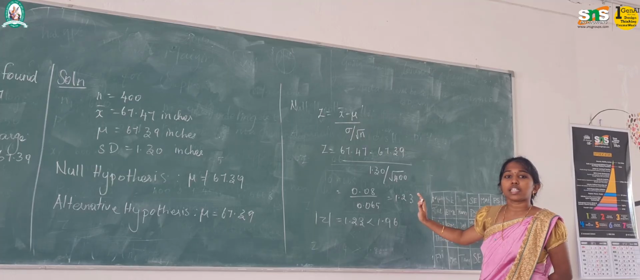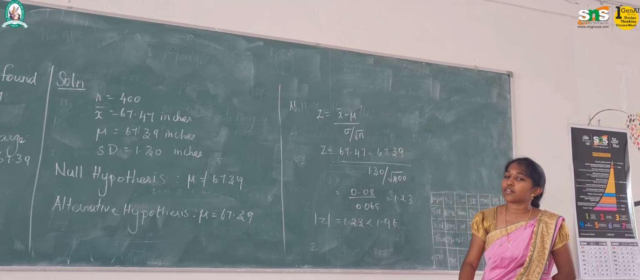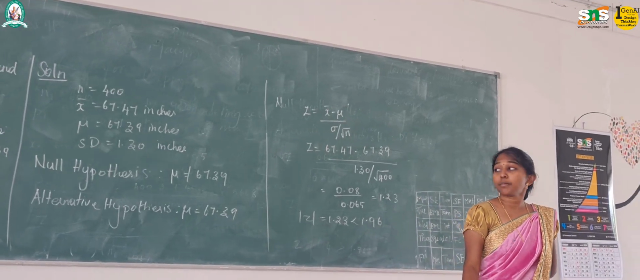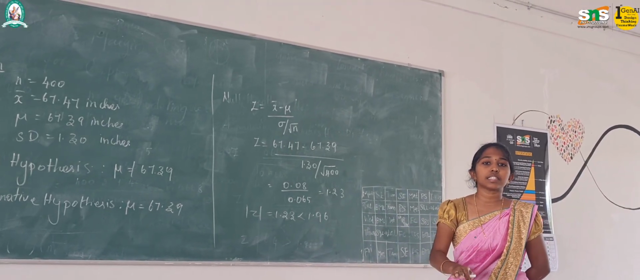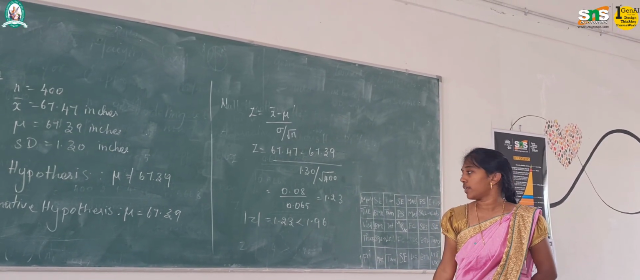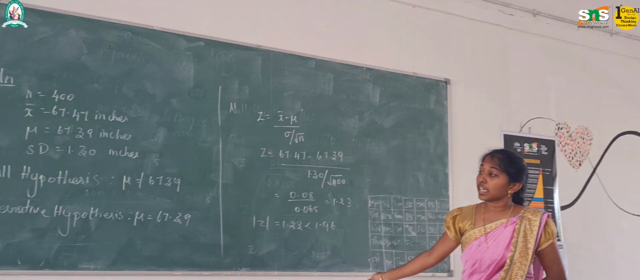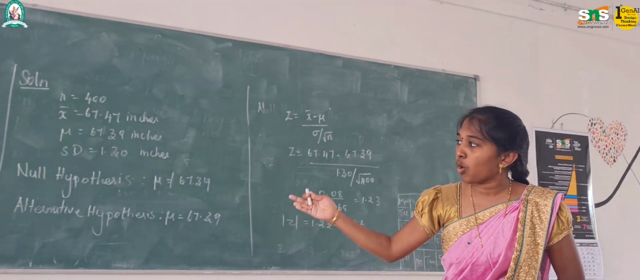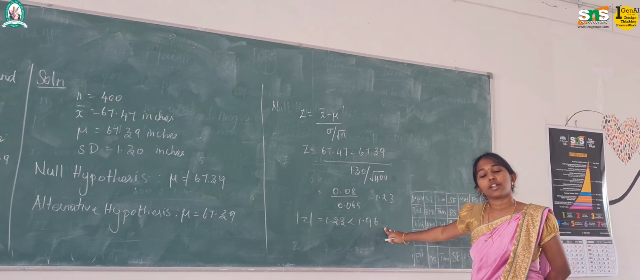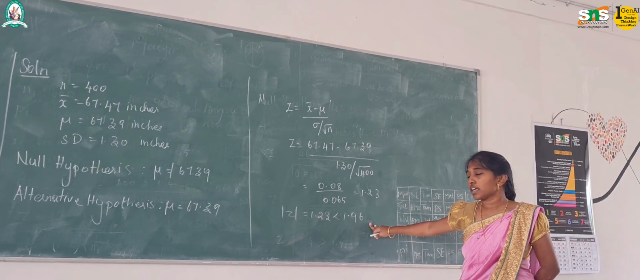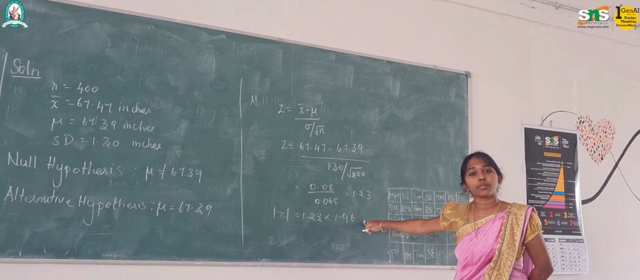Now, we are going to use the critical value for the 5% level of significance. The value for the 5% level of significance is 1.96. The value for the 1% level of significance is 2.58. Here, the question does not mention the significance level, so I am going to use the 5% level of significance. For the 5% level of significance, the critical value is 1.96.